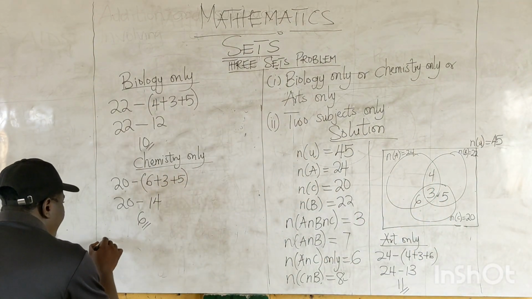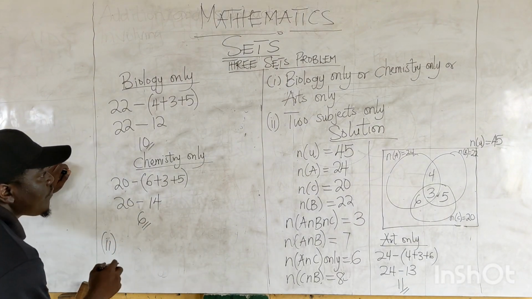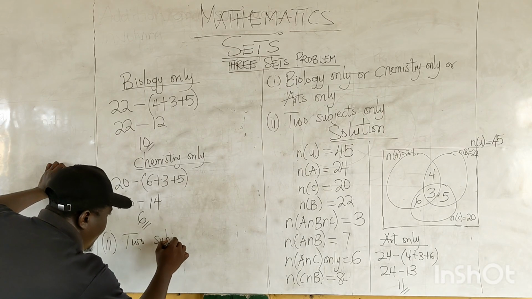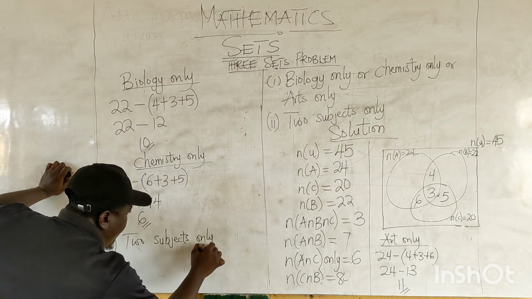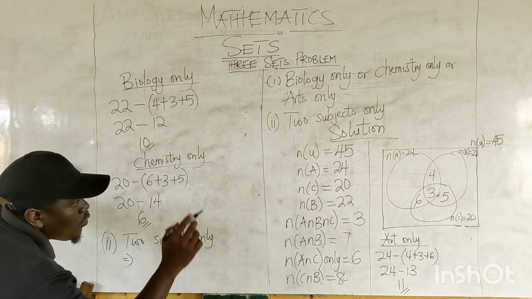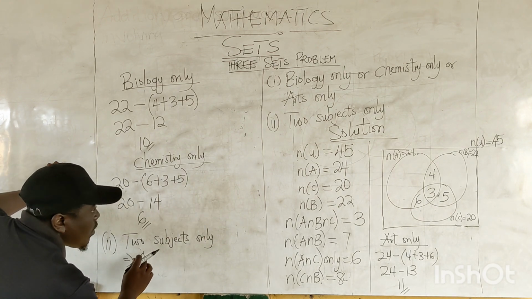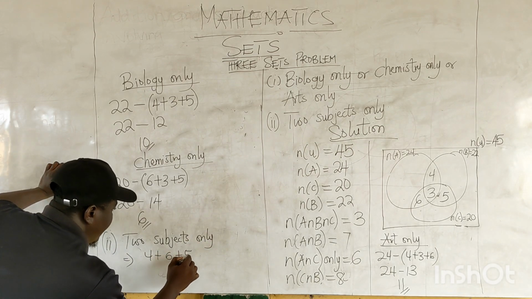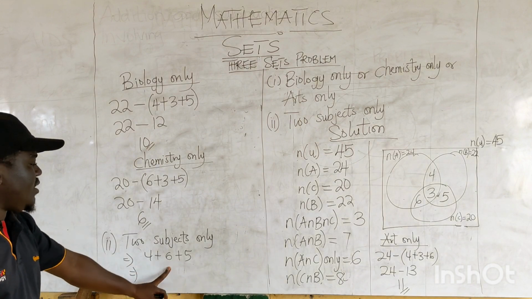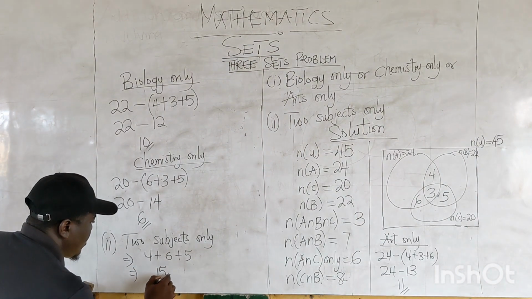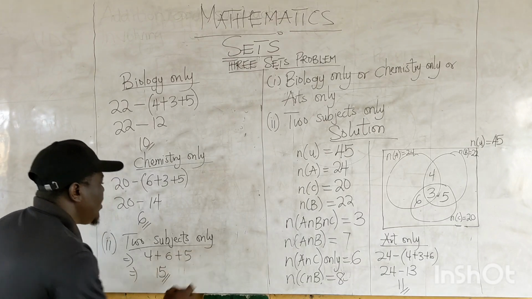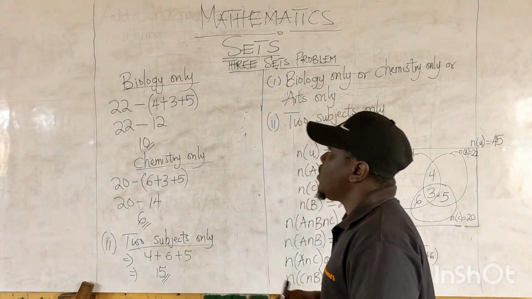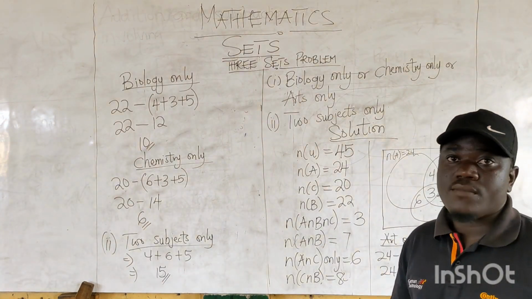So our part II, 2 subjects only, would be 4 plus 6 plus 5, and that should give me 10 plus 5, which is 15. Therefore, our 2 subjects only is also equal to 15. So this is the solution to our 3 set problem.